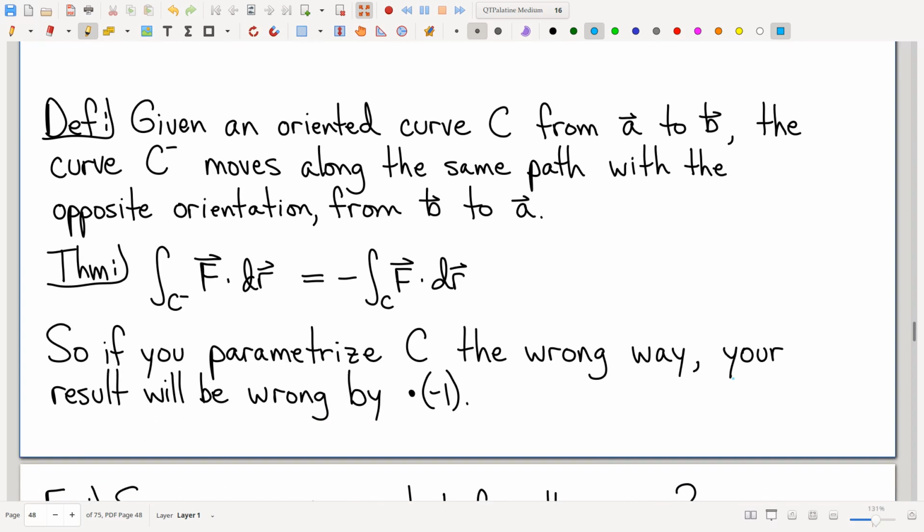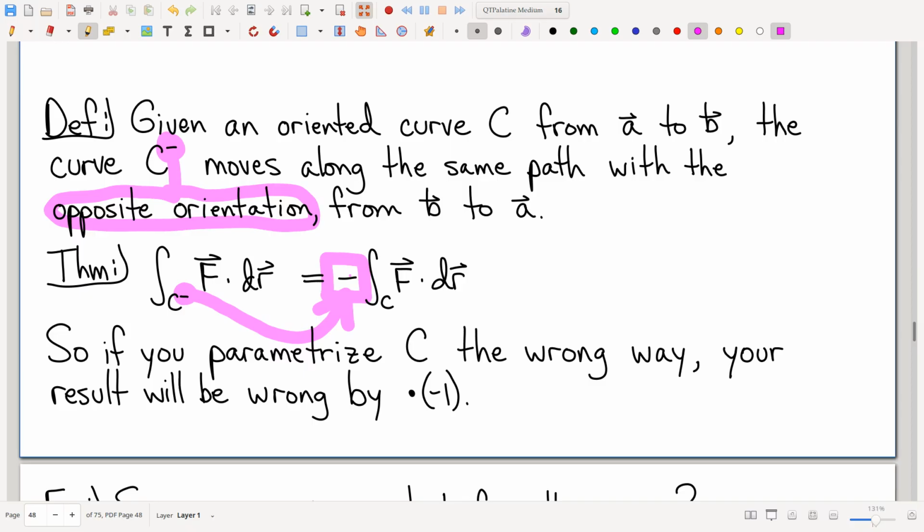And that's all that we have here, just saying that a little bit more formally. We start with a notation that a superscript means go the opposite orientation. This is opposite orientation on the same path. Same path. And the theorem just says that when you orient backwards, you will get the negative of what you should have got.